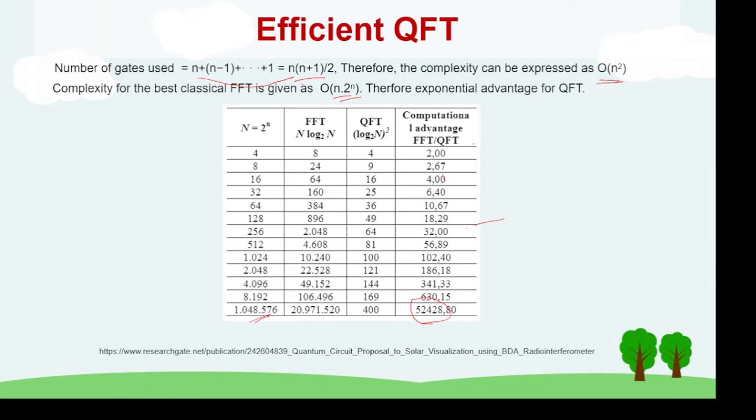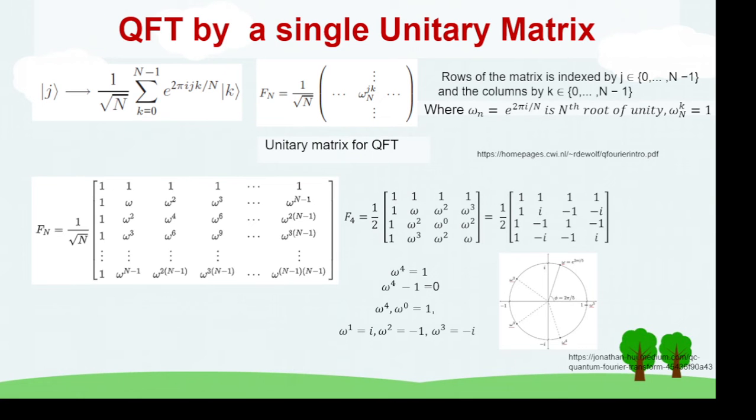We have been calling it efficient QFT. Then the question comes to our mind: is there anything called inefficient QFT? Nobody calls it inefficient QFT, but people call it QFT by a single unitary matrix. Again, we'll start from the definition. If we are able to apply a unitary matrix, whether it's unitary or not, you can refer to the textbook that I have given.